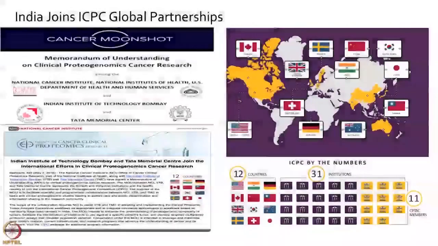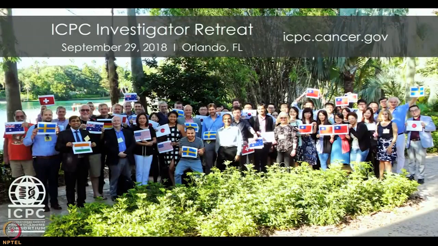The next intention was, cancer has no boundaries. Can we expand this project to the international community? And they formed the International Cancer Proteogenome Consortium to have more association and collaboration from other countries. We are very fortunate and proud to be part of this program of ICPC, where India joined the 12 country consortium, and we are also going to look at the proteogenome analysis of different complex cancers of India, and then share the data and analyze the data with different countries and try to obtain more meaningful information for these difficult to treat cancers. An image is shown here of one of the ICPC retreats where different countries are participating in this activity.